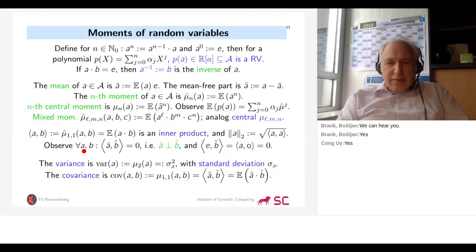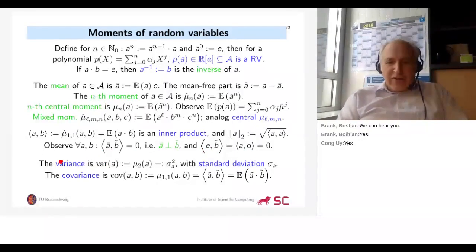And observe then that the mean-free parts, we call them uncorrelated, will come later, and a mean-free part is always orthogonal to the unit. Okay? Because everything is orthogonal to the zero.